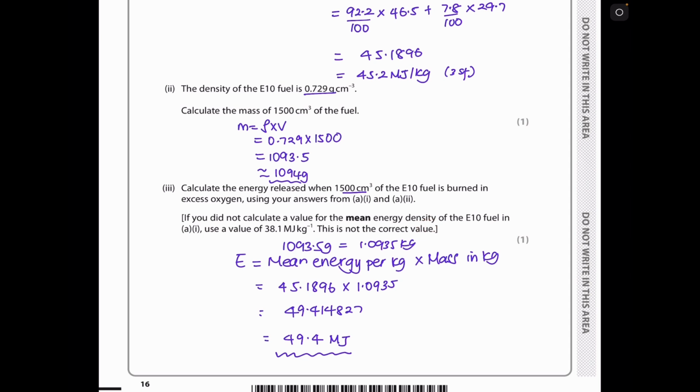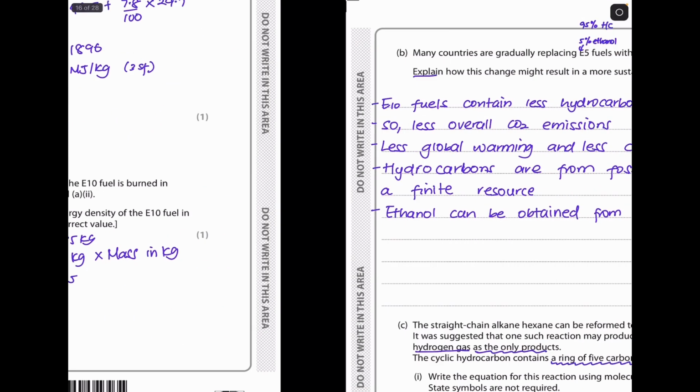From above, I have 1093.5 grams. Divide by 1,000, I get 1.0935 kilograms. So E is going to be mean energy per kilogram times the mass in kilograms, which is 45.1896 times 1.0935, giving me 49.414827. Rounding off to 3 significant figures, it is 49.4 megajoules, and that was my answer.